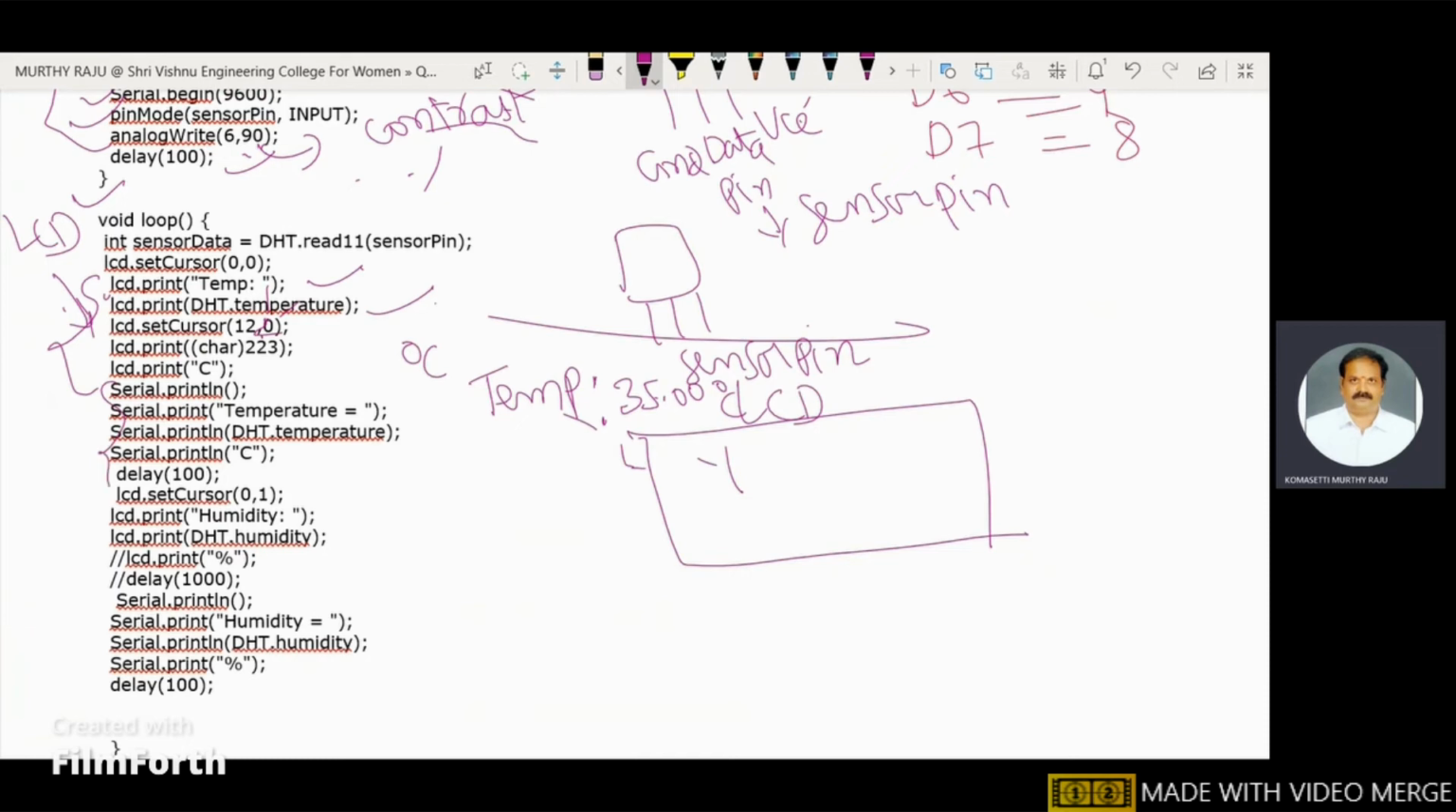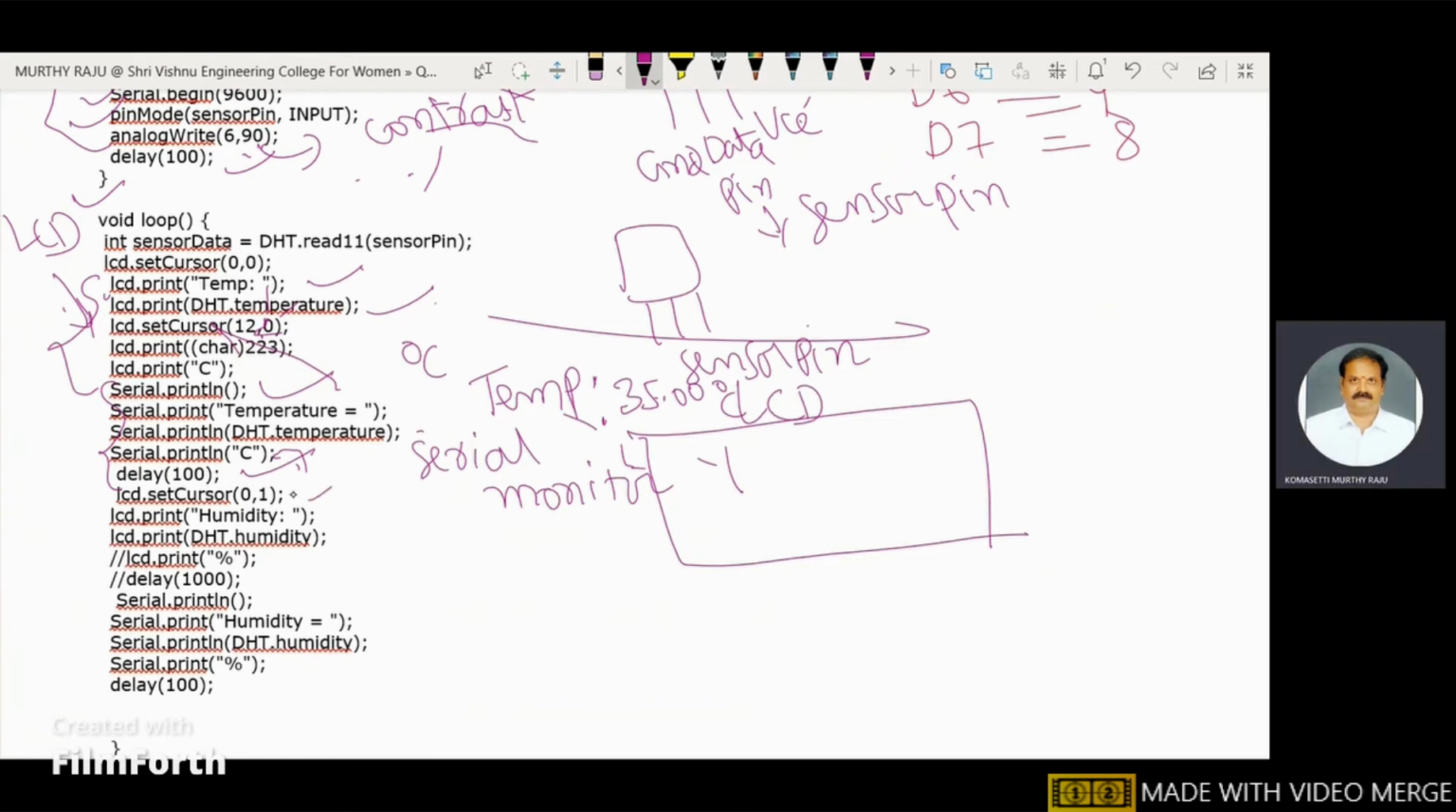These are the statements belonging to the serial monitor. For the serial monitor case, Serial.print temperature, Serial.println DHT.temperature, Serial.println degree centigrade. These are the functions used to display the temperature on the serial monitor. Delay is 100.